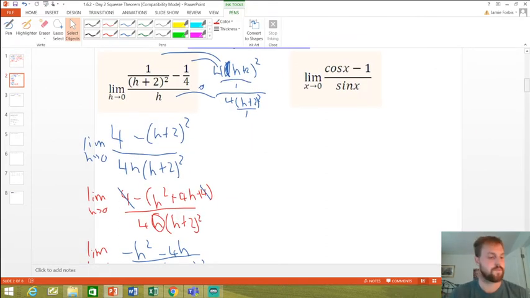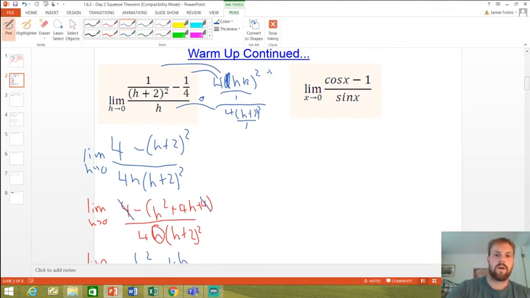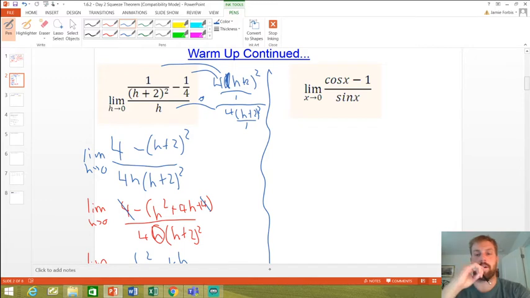Come on now. Let's try this one. Now, maybe pause it, try it on your own, do what you want to do. But something I want us to try here. Cosine x minus 1 over sine x. So if I plug 0 in, sine of 0 is 0, and it doesn't work out. So we have to try to simplify it a little bit.